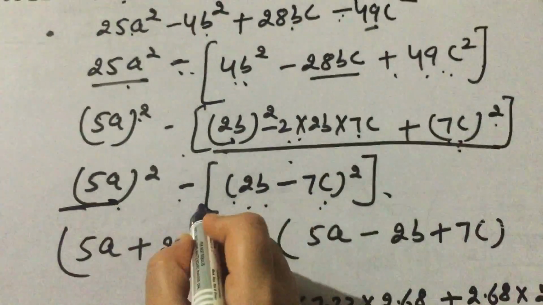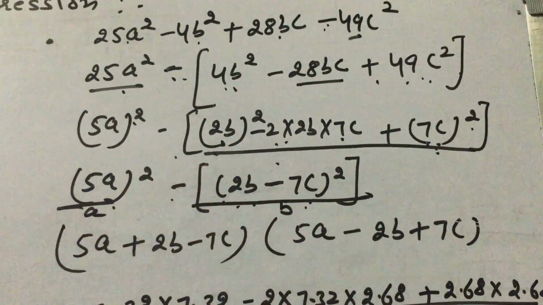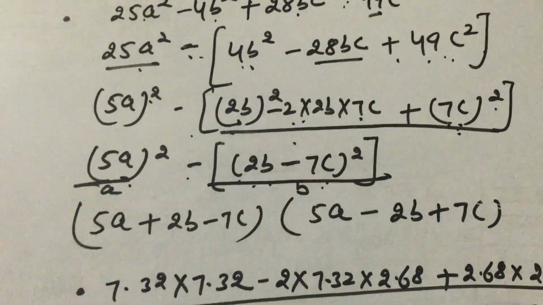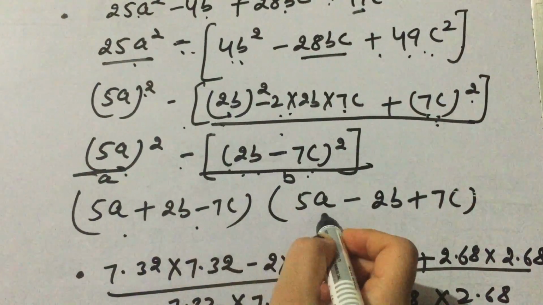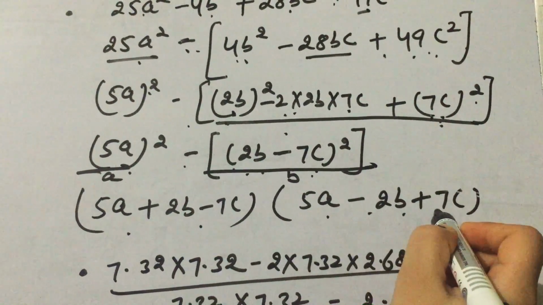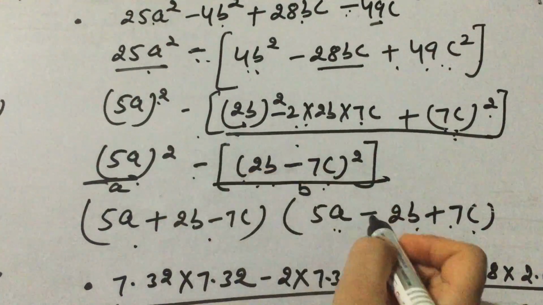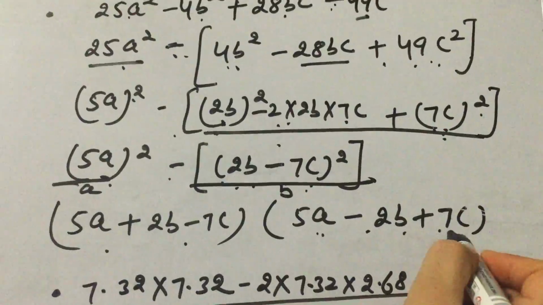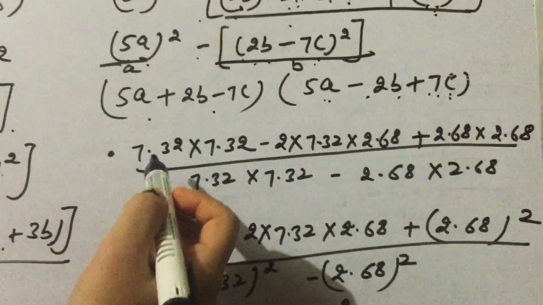Now this whole term is b, and a is 5a. A square minus b square, we have to apply a minus b, a plus b. 5a plus 2b minus 7c, 5a minus 2b plus 7c. So 5a minus, if minus is there, the sign will be changed, so plus 7c. This is the answer.